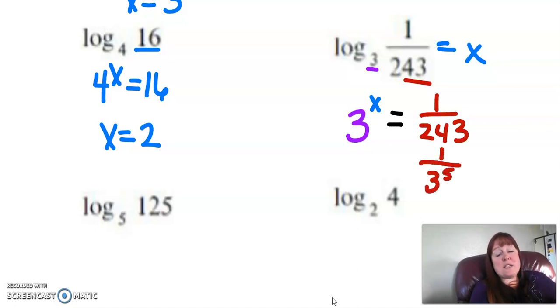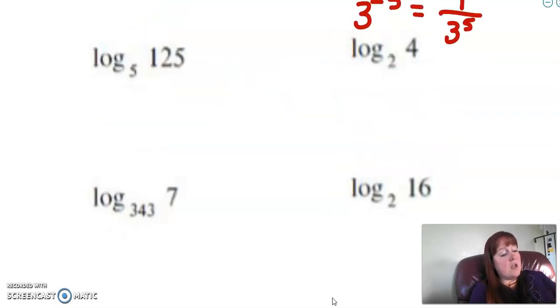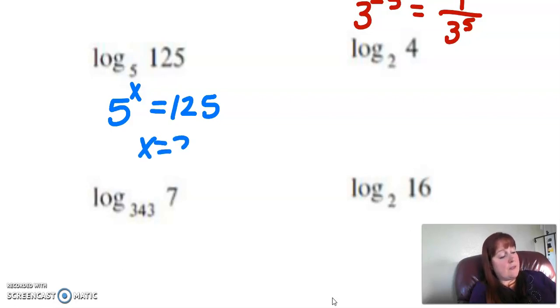And what does that look like as an exponent? Well, that's 3 to the negative 5th gives us 1 over 3 to the 5th. So our exponent is -5, because the answer to our log is the exponent. So this would be the base 5 to the exponent, which we don't know, equals the argument, which is 125. What 5 to what equals 125? That would be x equals 3.